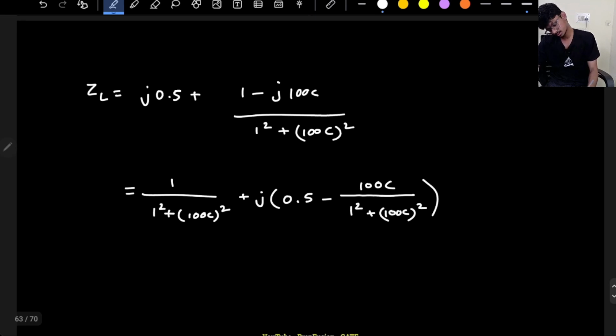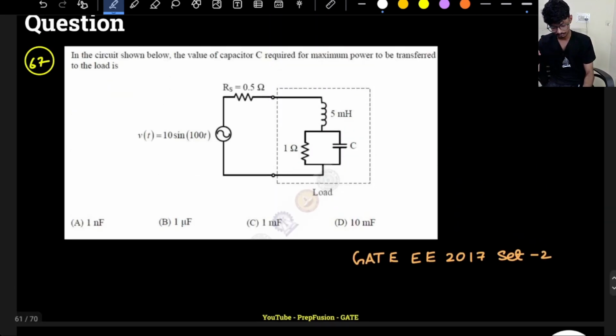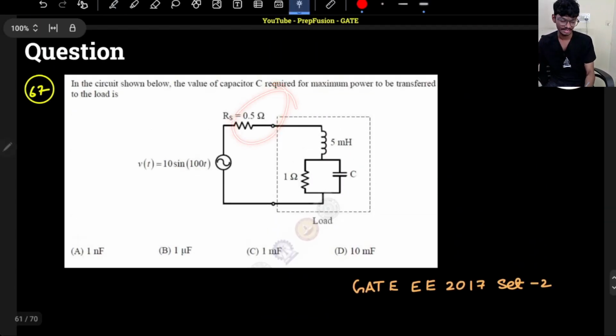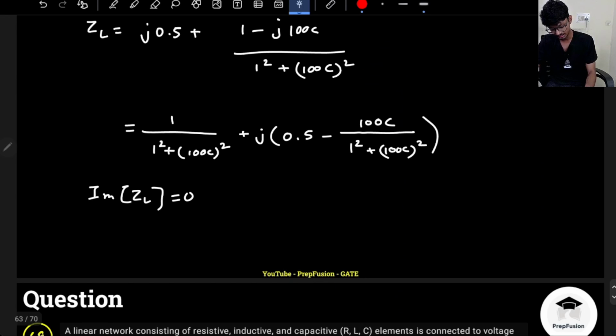Now I have to make the imaginary part of ZL 0, then only of course maximum power transfer will happen. This we already know, right? We have to make the imaginary part 0, because the source does not have any reactance, so the load also should not have any reactance. It is purely resistive, so the impedance will be minimized. I hope you get the point.